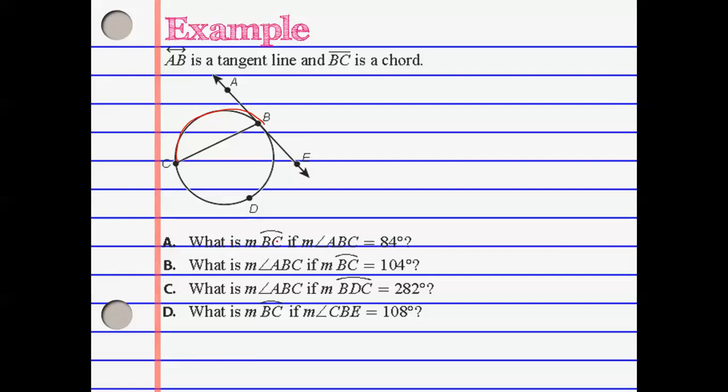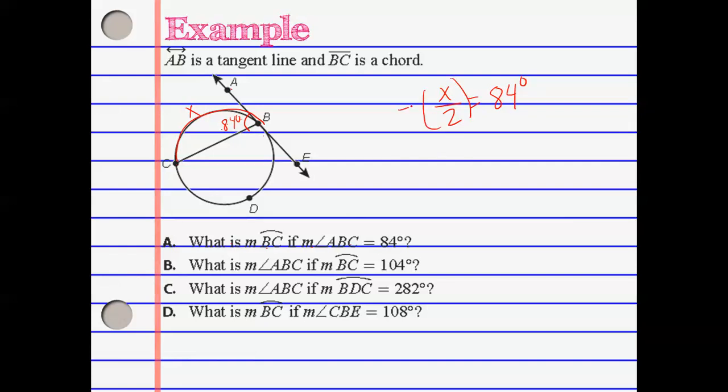Oh, it wants to know what is the measure. Okay, what is the measure of arc BC, if the measure of angle ABC, so this angle right here, is 84 degrees. Okay, so since this is what we know, right? If this is x, we want to find x, right? Then what we can say is that x over 2 equals 84 degrees.